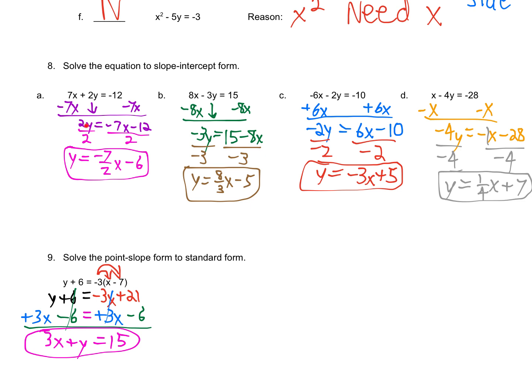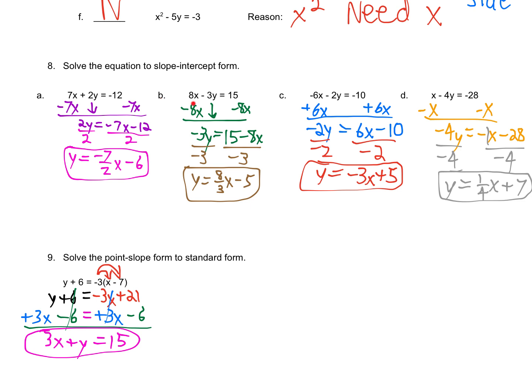I divide by the number in front of the y, so I get -7 divided by 2 and -12 divided by 2. When it's over one number, you can divide both parts. So my equation is y equals -7 over 2x minus 6. That means the slope's -7 over 2. My y-intercept's at (0, -6).